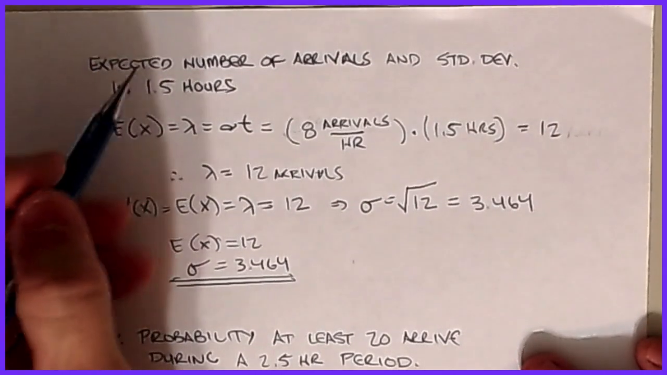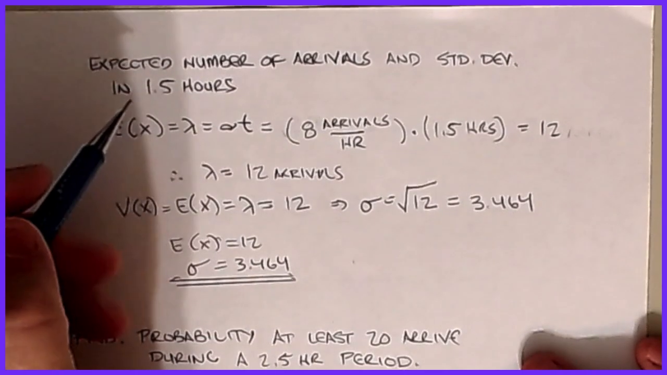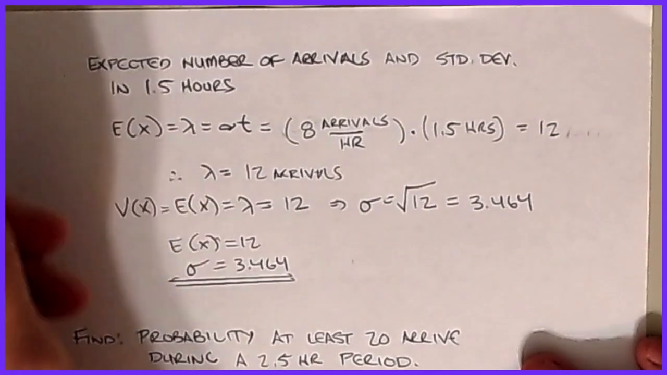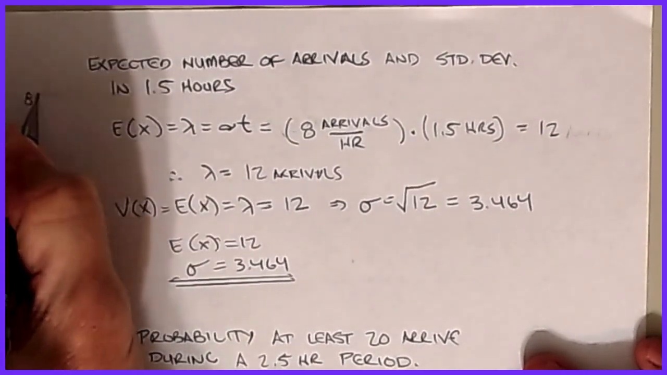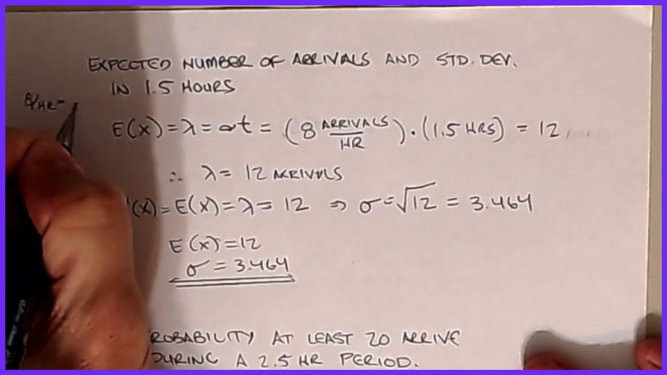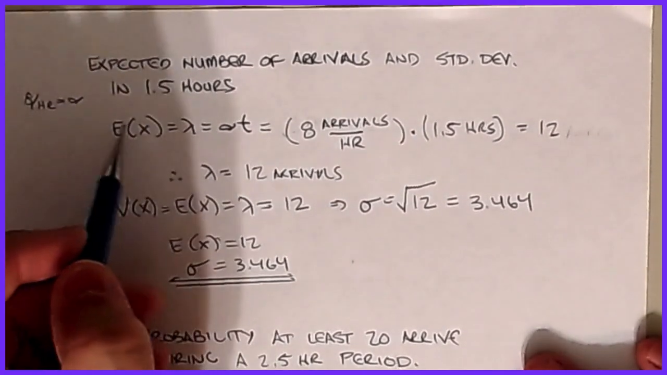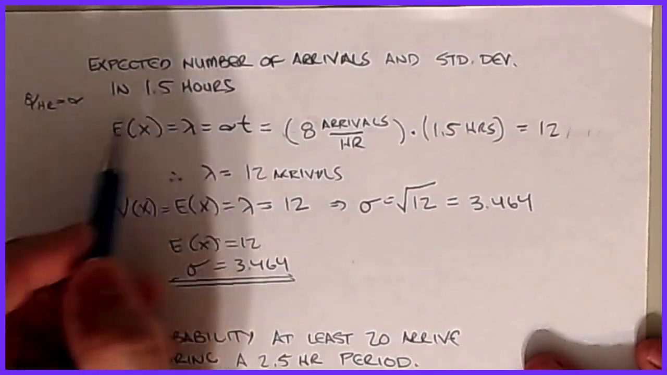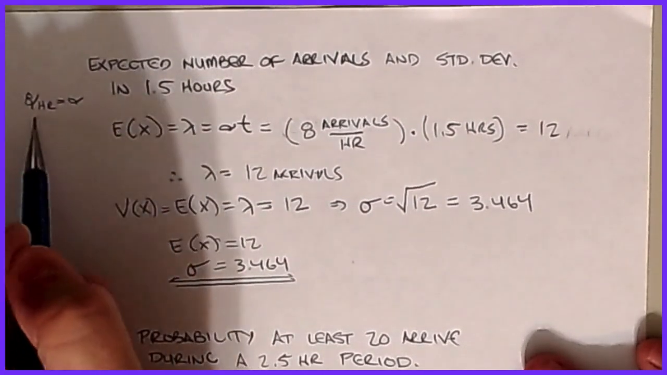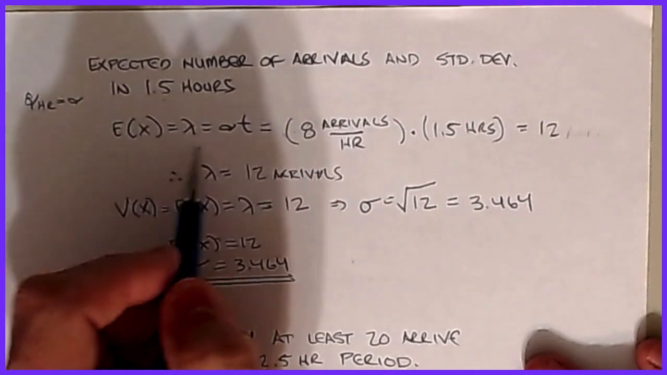Okay, and we still have 8 planes arriving per hour. But remember that the 8 per hour was equal to alpha. And so the expected value for a 1.5 hour period is going to be 1.5 times that number. So lambda is always alpha times t.